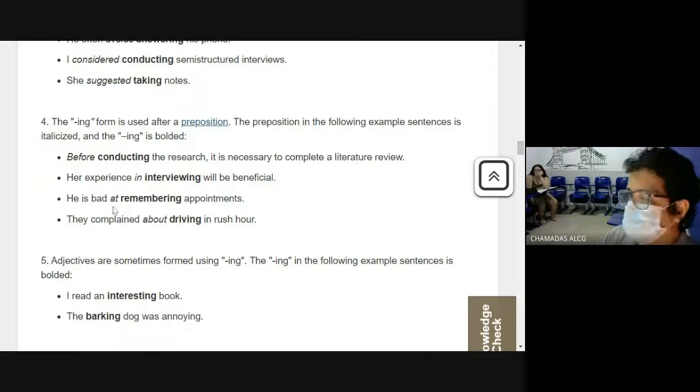He is bad at remembering appointments. They complain about driving in rush hour. Rush hour. So just say that. Before is a preposition. So after the preposition, look what happened to the verb.